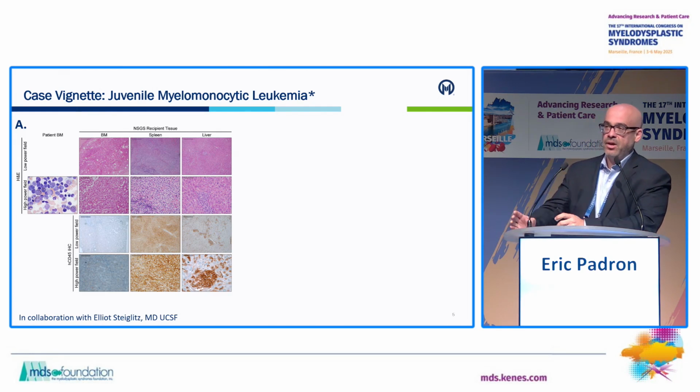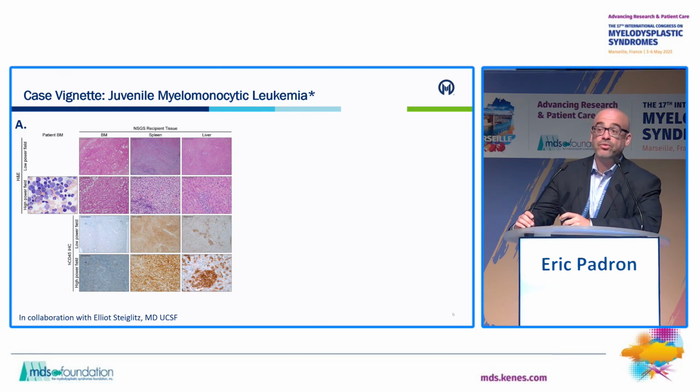A case vignette I always like to give about our PDX models is not one with CMML. It's actually one with juvenile myelomonocytic leukemia. As many of you know, this is an exclusive RAS pathway disease. Unfortunately, it occurs in children with a median age of 2 and has a 50% overall survival. This particular series of PDXs was done in collaboration with Elliot Stiglitz at UCSF.